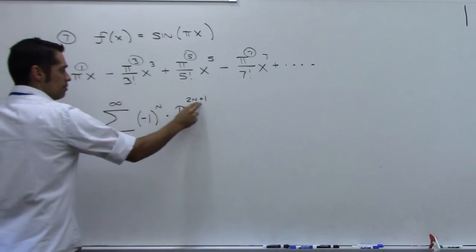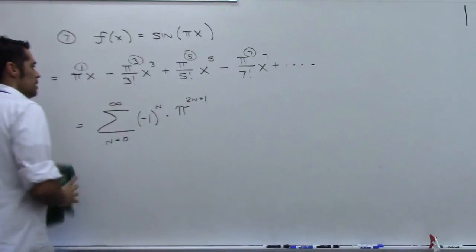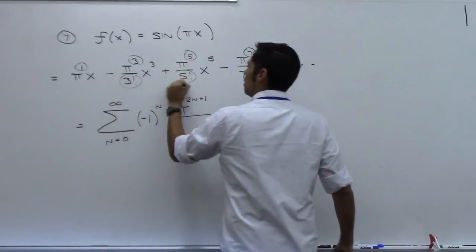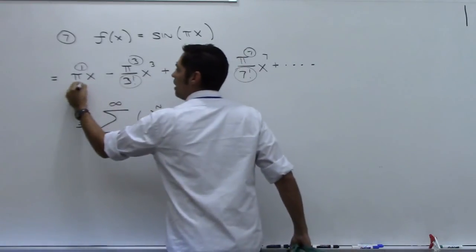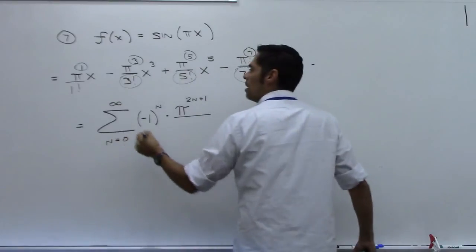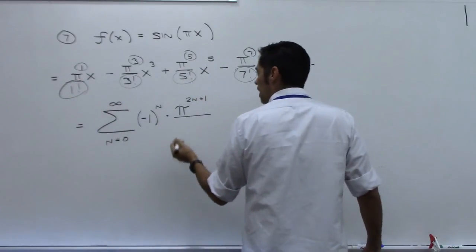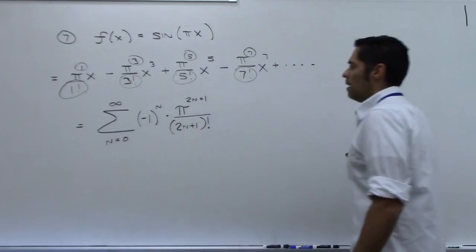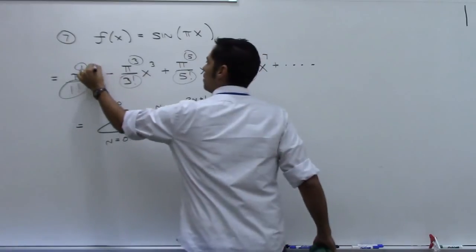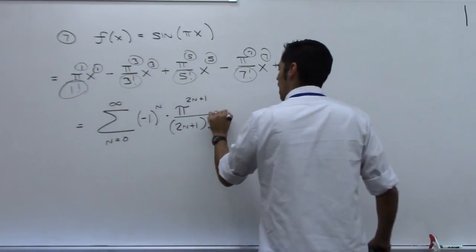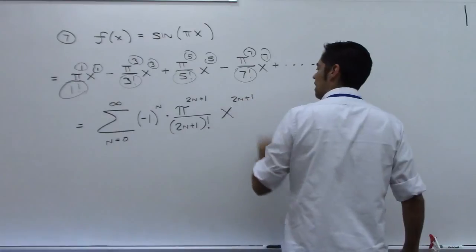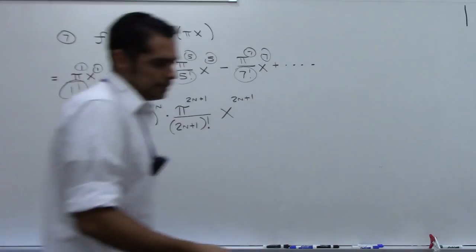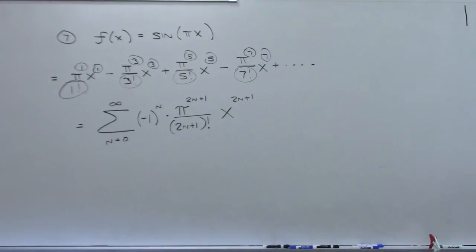n is 1, I get 3; n is 2, I get 5. I want to divide that by all of these odd factorials, including underneath this pi there's a 1 factorial. So these are all odd factorials starting at 1. So again, 2n plus 1, but then factorial. And then all of the powers on the x's are odd. So I have x to the 2n plus 1 again. And that should do it. That should be my power series right there.